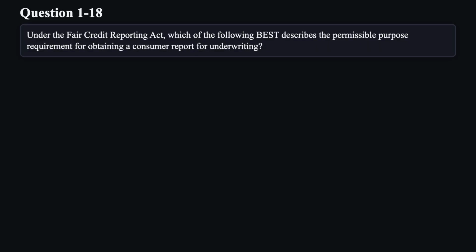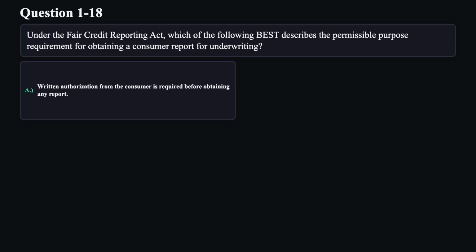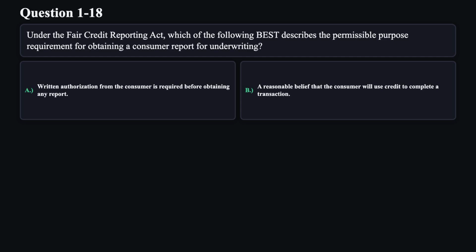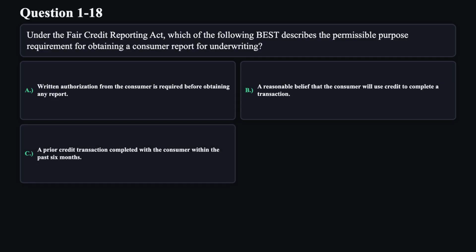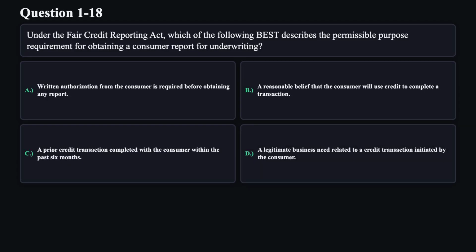Question 18. Under the Fair Credit Reporting Act, which of the following best describes the permissible purpose requirement for obtaining a consumer report for underwriting? A. Written authorization from the consumer is required before obtaining any report. B. A reasonable belief that the consumer will use credit to complete a transaction. C. A prior credit transaction completed with the consumer within the past 6 months. D. A legitimate business need related to a credit transaction initiated by the consumer.